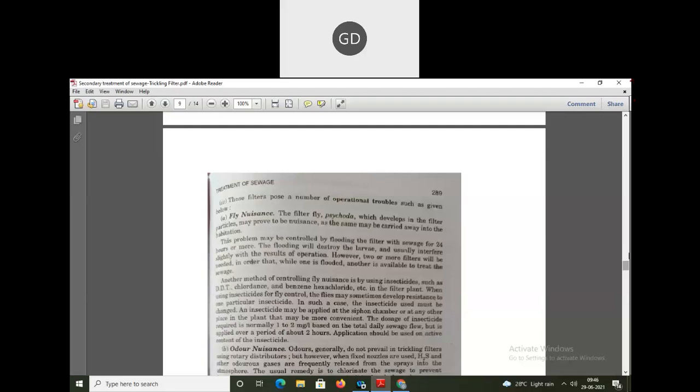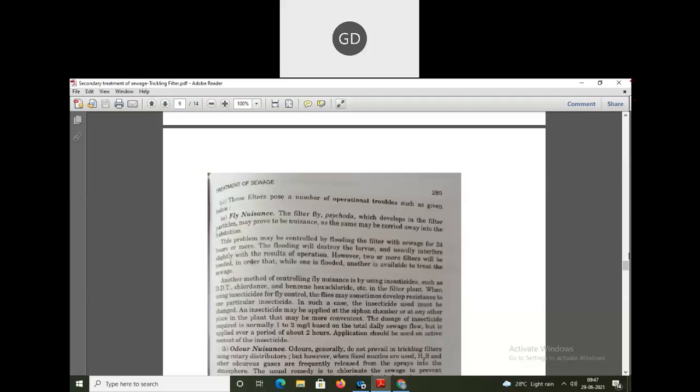You can flood the filters with sewage. The flies can be removed by flooding the filter media with sewage for about 24 hours, or you can keep it for some more time also. As a result of this flooding, it will destroy the larvae, the small flies, which are called the eggs, you can say. They will completely destroy these larvae, and they will also interfere with the results of these operations.